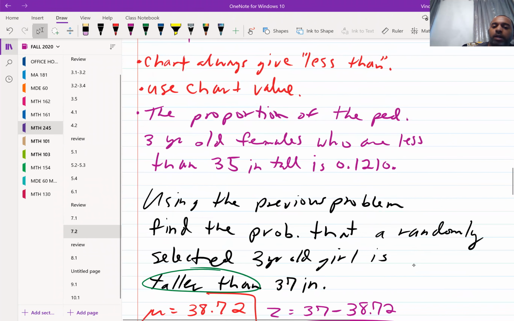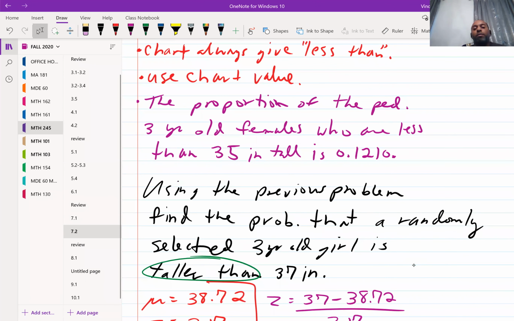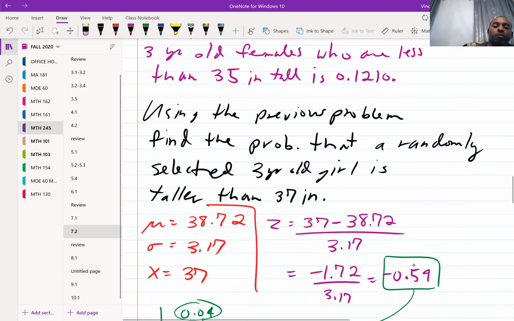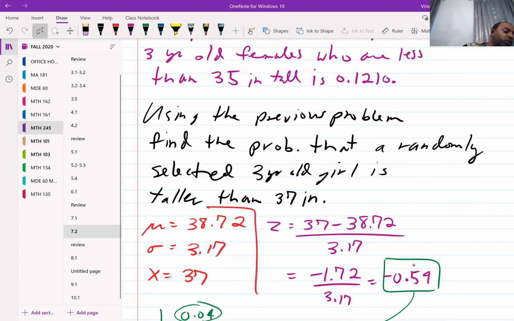All right, so we're gonna use the previous problem to find the probability that a randomly selected 3-year-old girl is taller than 37 inches. So this time, key phrase here is taller than. But first thing we wanna do is convert it to a Z-score. Convert that 37 to a Z-score. So we do 37 minus 38.72 over 3.17, which converts to negative 0.54 ultimately.